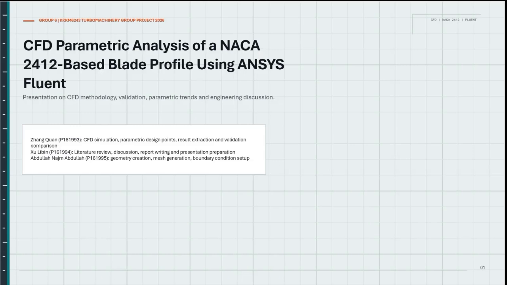For the group work, Zhang Quan was responsible for CFD simulation and result extraction. Abdullah Najim Abdullah was responsible for geometry, mesh generation, and boundary condition setup. Xu Libin was responsible for literature review, discussion, report writing, and presentation preparation.